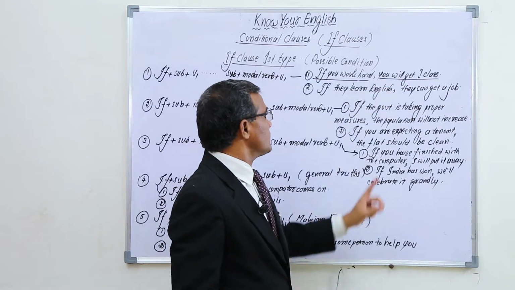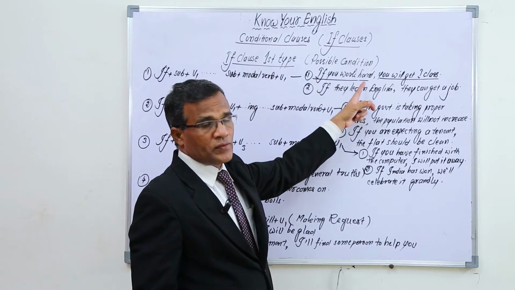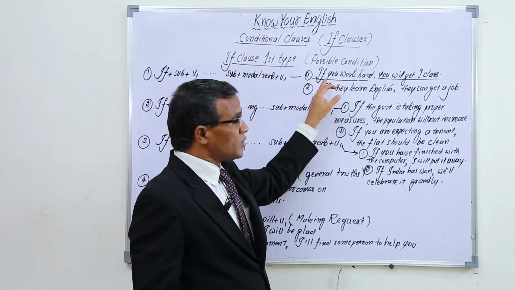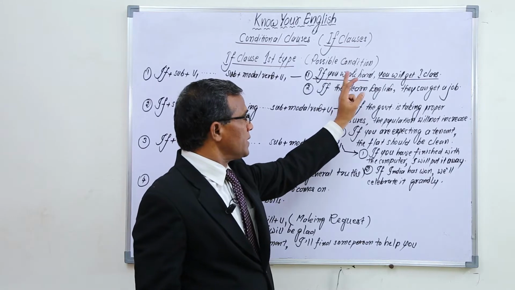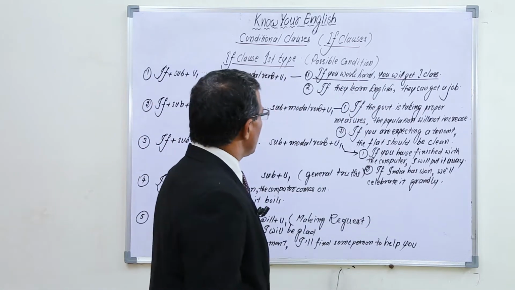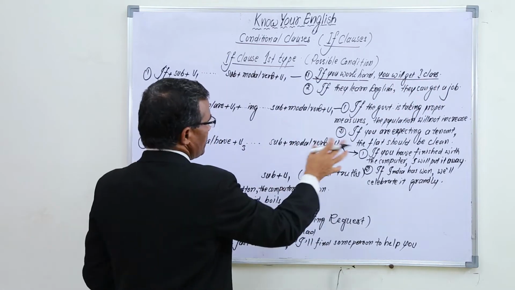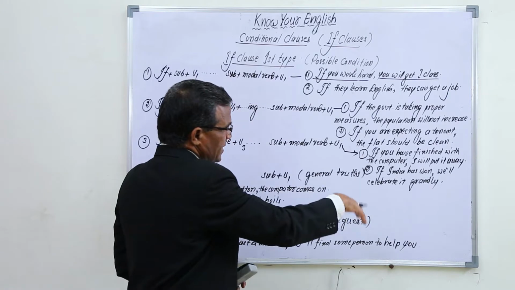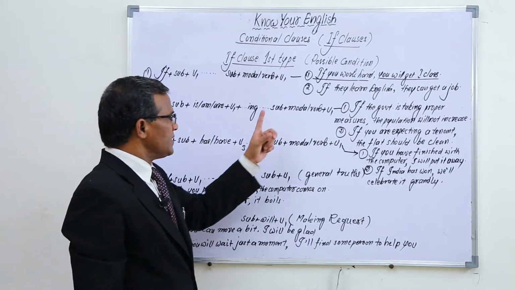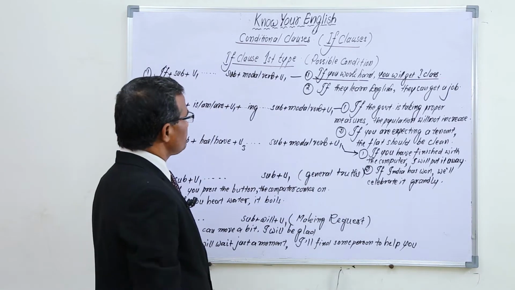The clause which begins with if is called the if clause. The if clause means the clause which is introduced by if, and the other is a normal clause. So this is one clause, this is another clause. In the same way, in each sentence you can find two clauses: one is the if clause and the other is the normal clause.